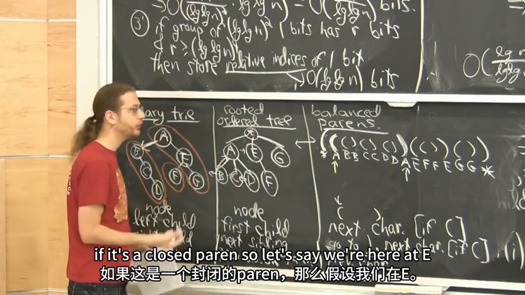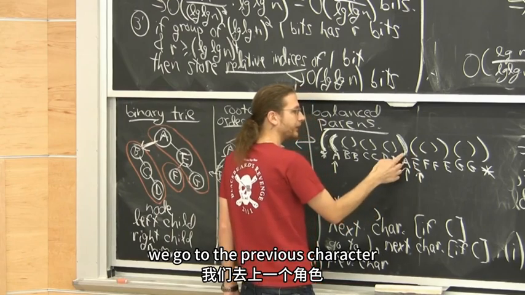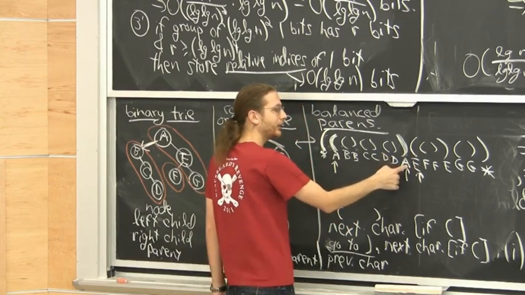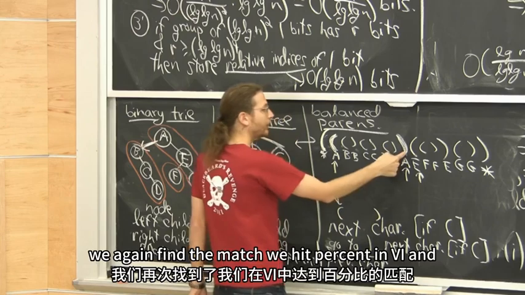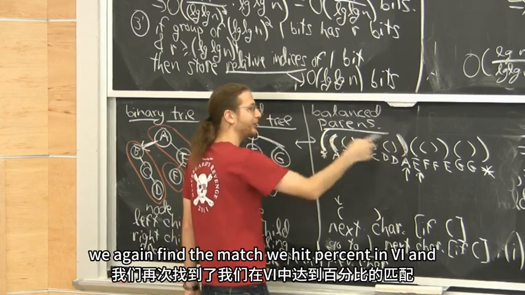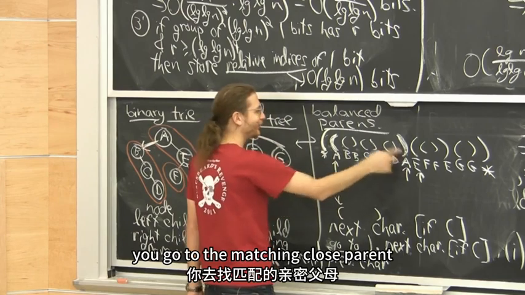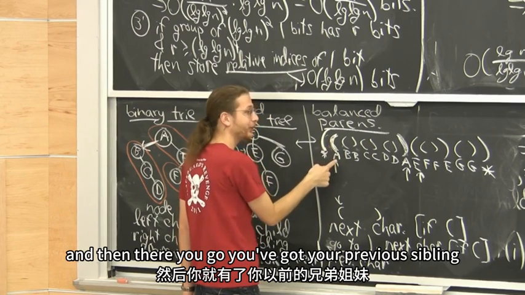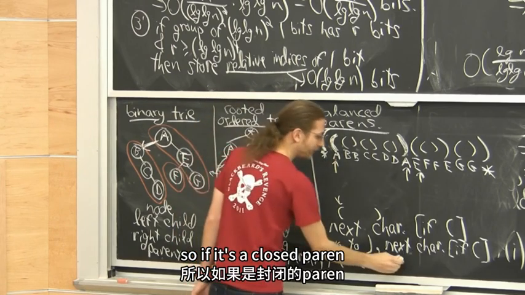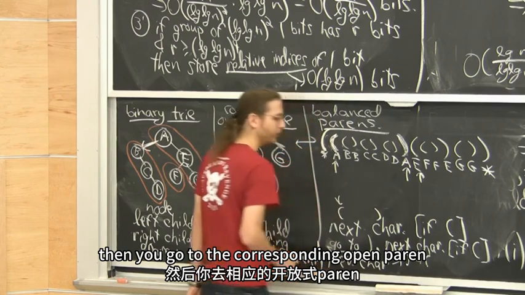If it's a closed paren, so let's say we're here at E, we go to the previous character. If it's a closed paren, then A is our previous sibling. And so we want to do the previous sibling situation. We again find the match. We hit percent in VI, and what's the corresponding thing in Emacs? I forget. You go to the matching closed paren, open paren, and then there you go. You've got your previous sibling. So if it's a closed paren, then you go to the corresponding open paren.